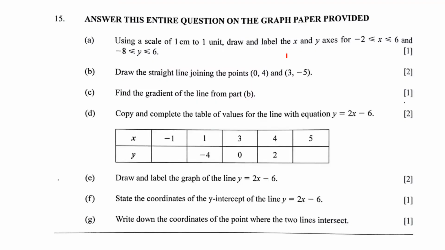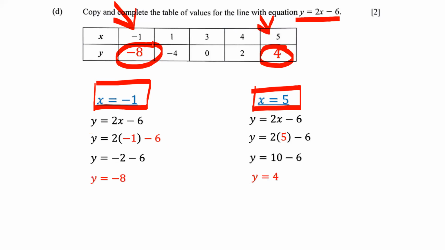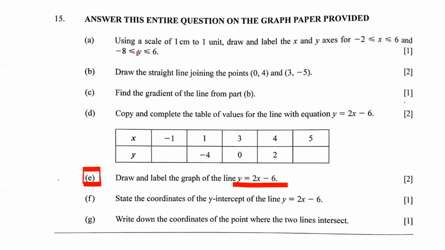It says, state the coordinates of the y-intercept of the line. Oh no, before we even get to F, E says, draw and label the graph y is equal to 2x minus 6. So we just figured out the coordinates of these, right? We literally just figured out the completed table. And so we're going to take each point on this table and graph it out. Remember that this is a negative 8 and this is positive 4.